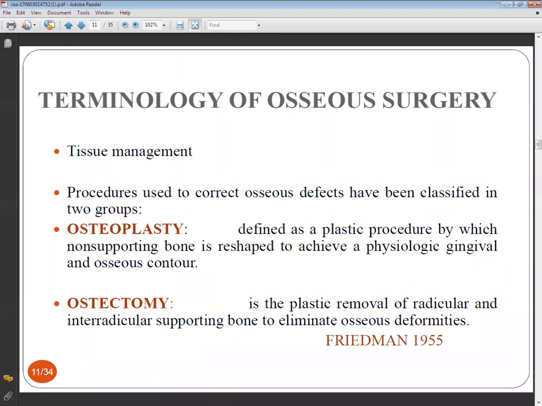That is called osteoplasty. Ostectomy is where we reshape to a proper physiological contour with removal of the supporting bone of your teeth. That is called ostectomy. Without removal of bone when you are reshaping, it is called osteoplasty. And with involvement of your supporting bone, it is called ostectomy.